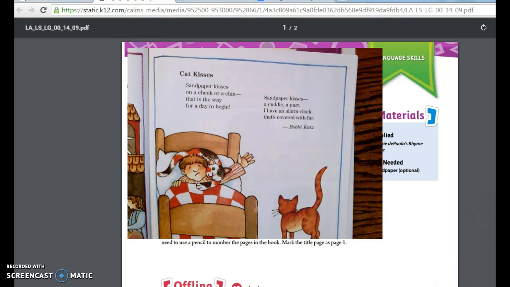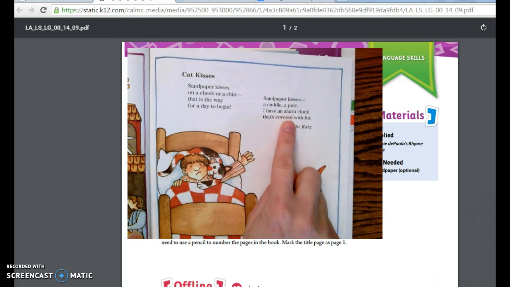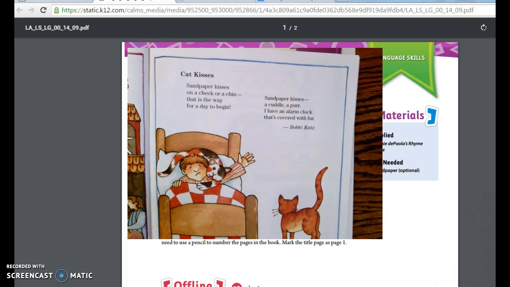And also, we have talked about this before, but poems are broken into sections called stanzas. So if you look here, there are 2 stanzas to this poem. 1, 2. So let's read the poem.